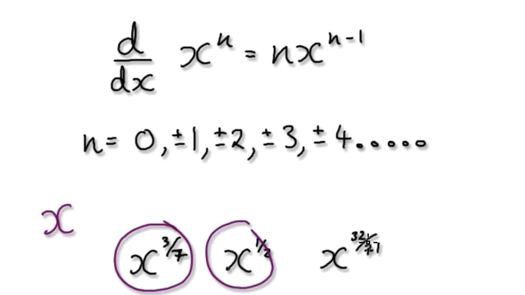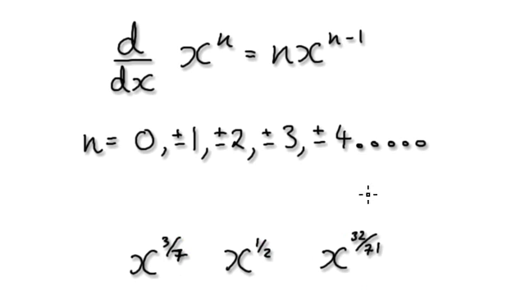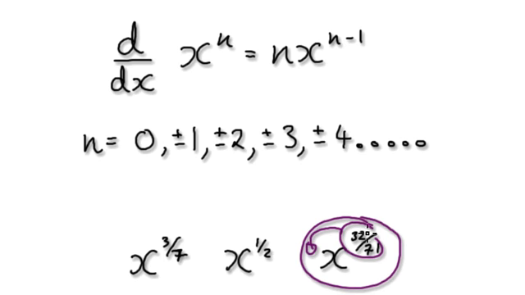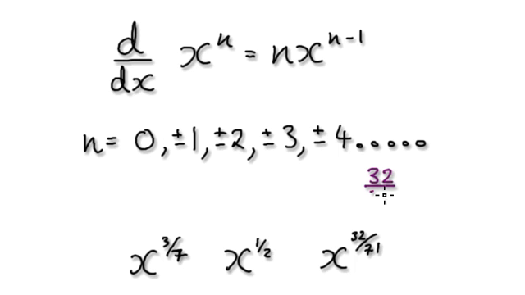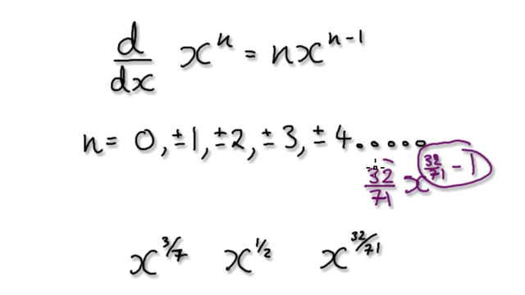In the past, I've always asked you to accept that whenever you want to differentiate something like this, you simply move this down here, and then take whatever is here, take away 1. In the past I would ask you just to take my word for it. So in this video, we're going to prove why you're able to do this.